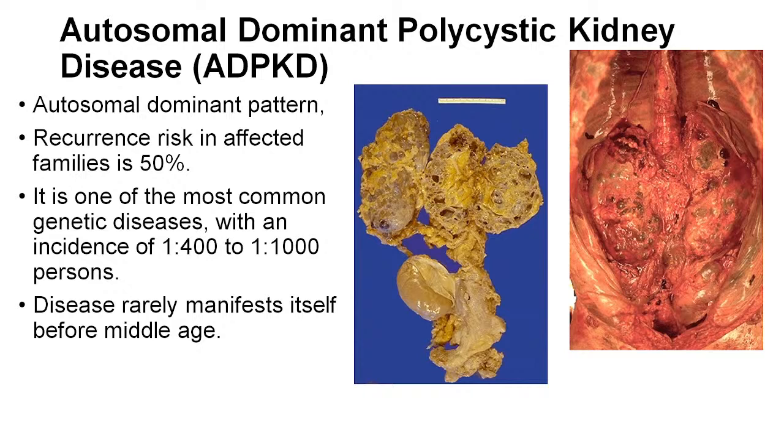So, now the fetal and pediatric kidney diseases which are common we covered significantly, and the second part is autosomal dominant polycystic kidney disease. Autosomal dominant pattern has a recurrent risk in the affected family of 50%. It is one of the most common genetic diseases with an incidence of 1:400 to 1:1000 persons. The disease rarely manifests itself before middle age.